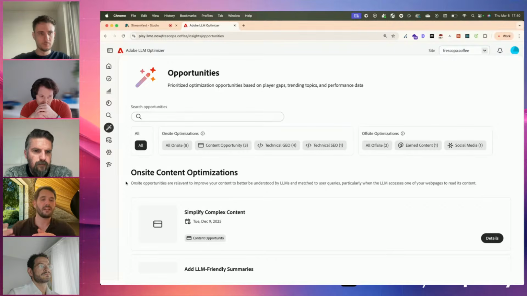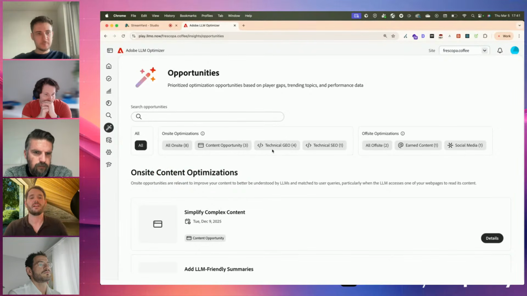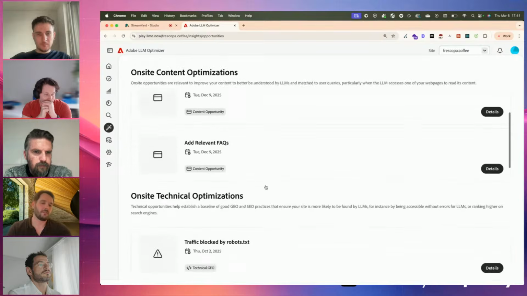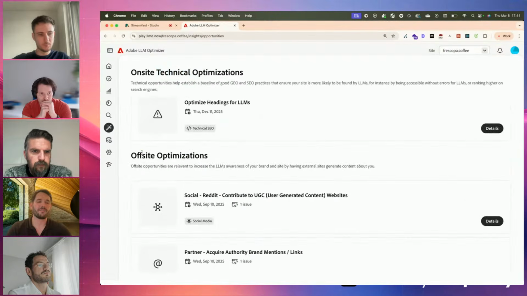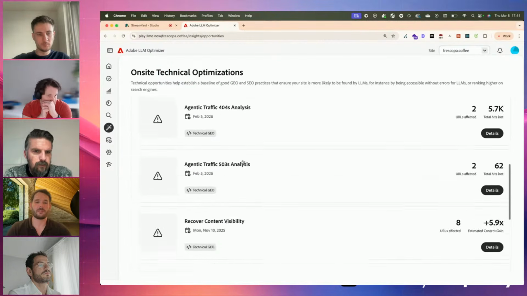So we automatically do a lot of different audits on the websites and on the data we collect, and that gives us information on what actually needs to be improved to get better visibility. We have different categories in there. You can see that we have on-site content, which would be anything related to content on your website. Technical, which would be anything on the website which is technical. And then you can also have off-site optimization, which we'll come back to in a second.